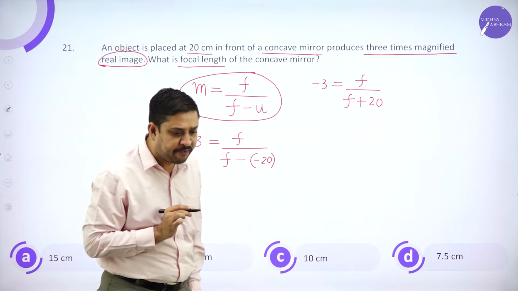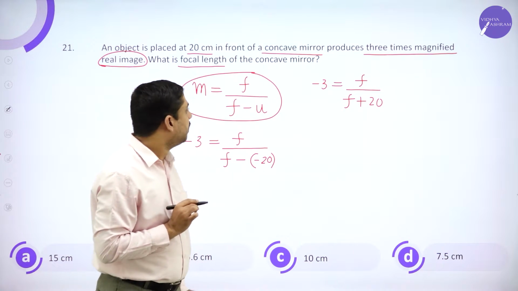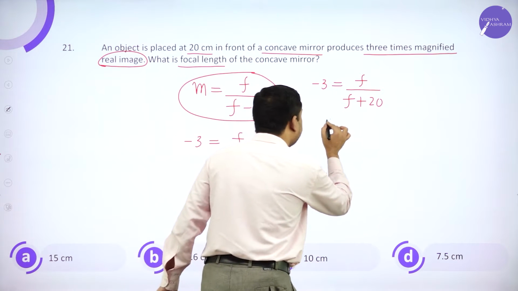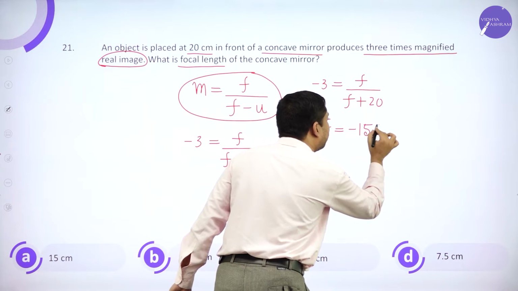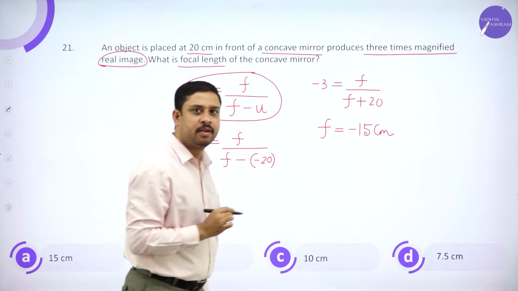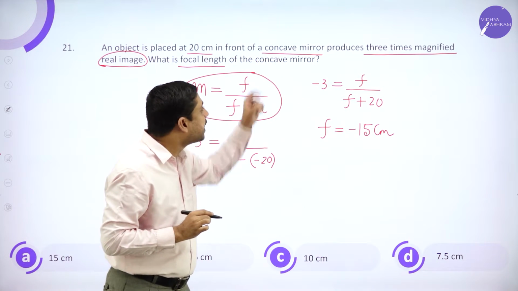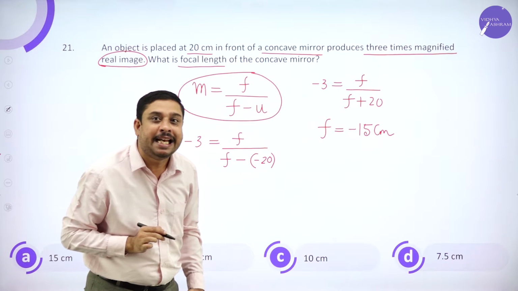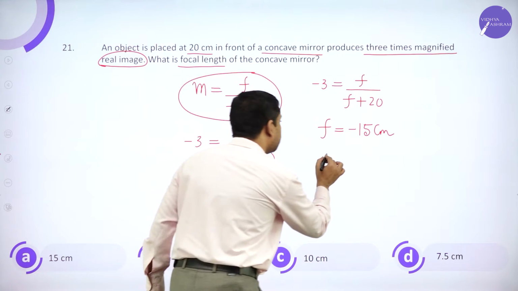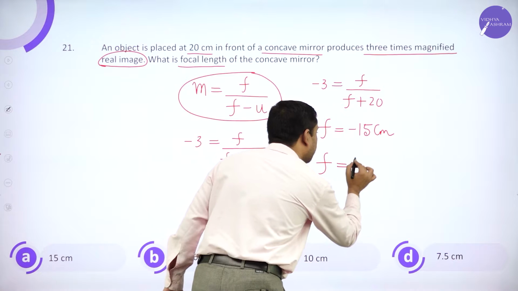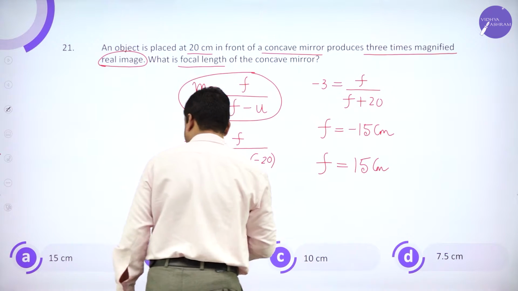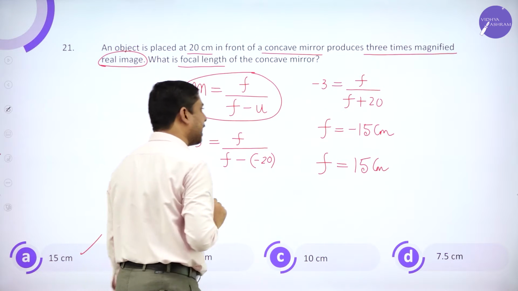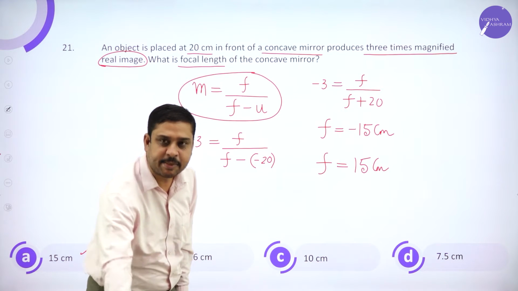Now on simplification, f turns out to be minus 15 centimeter. But since it is a concave mirror, focal length cannot be negative. So f has to be positive. So f is 15 centimeter. So the answer is 15 centimeter.